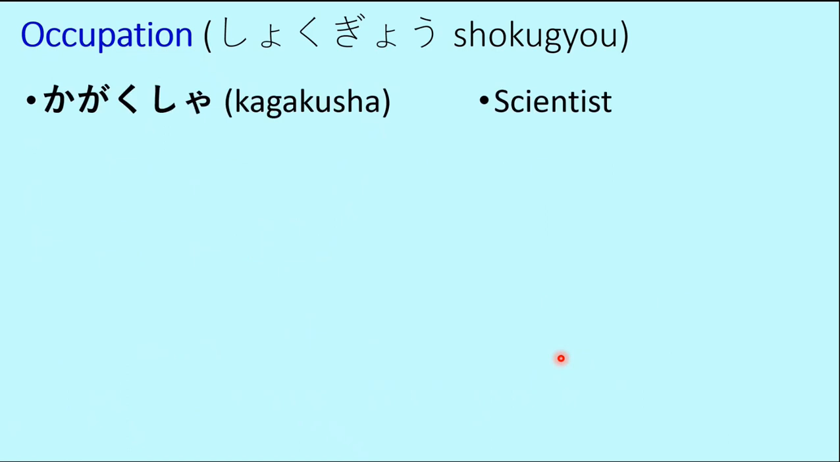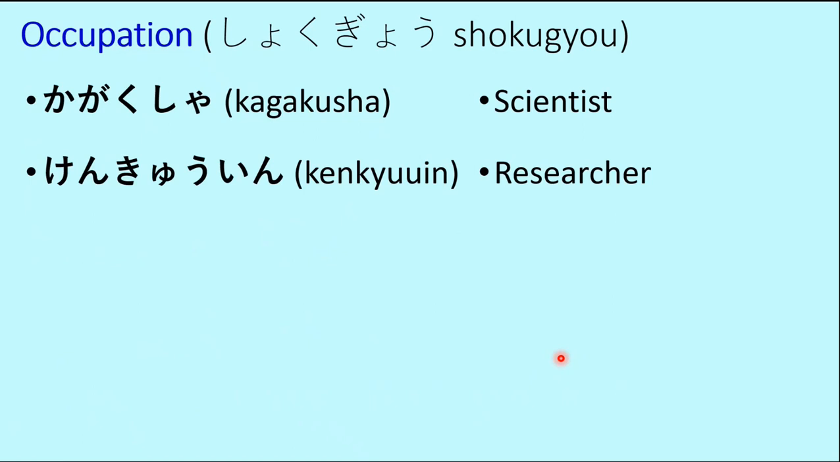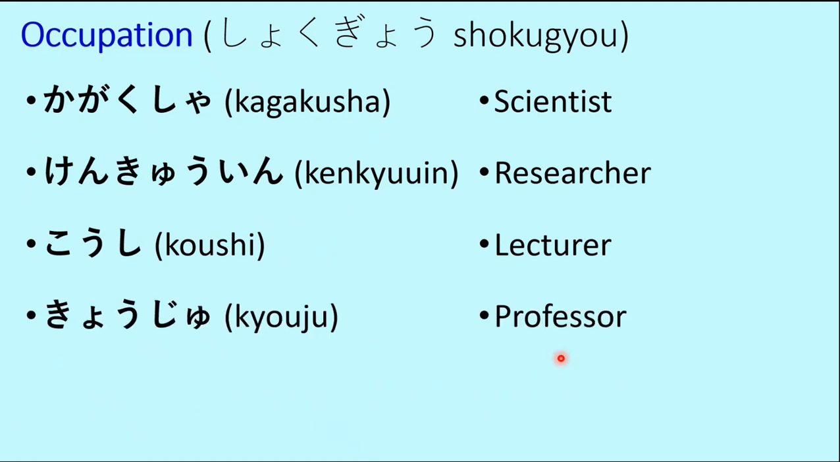Next, we have kagakusha, which means a scientist. Genkyuin, researcher. Koshi, which is lecturer. Kyoju, a professor.